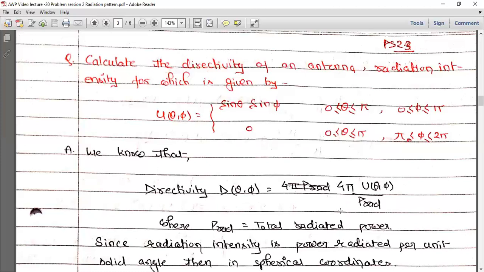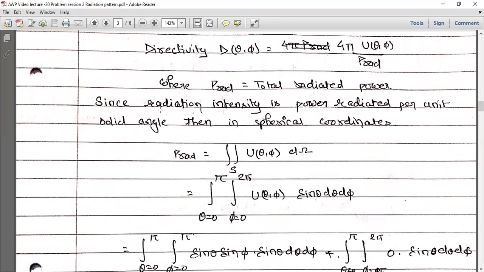So how do you find P rad? This is given as the power radiated per unit solid angle. If you have power radiated per unit solid angle, then in order to find the total power, you have to integrate this U theta phi over all possible solid angles. We know that an elementary solid angle, almost tending to zero, is represented by d omega, and the expression for this d omega is sine theta d theta d phi in a spherical coordinate system. We have already been through this in our classroom sessions.